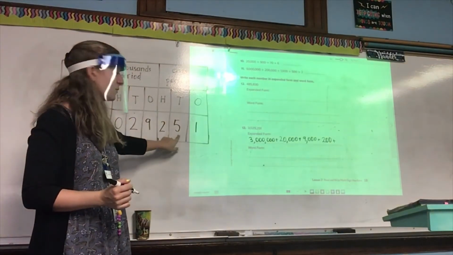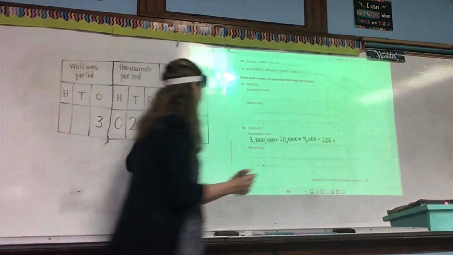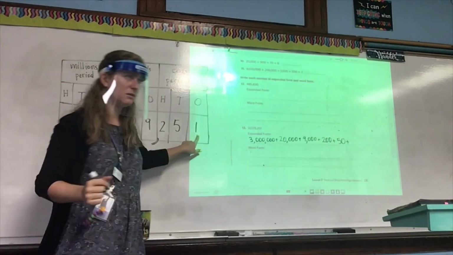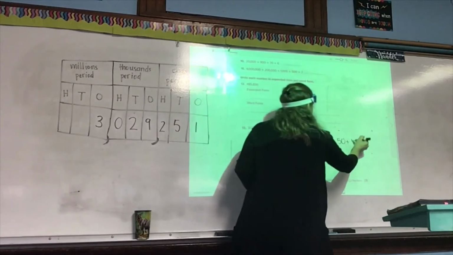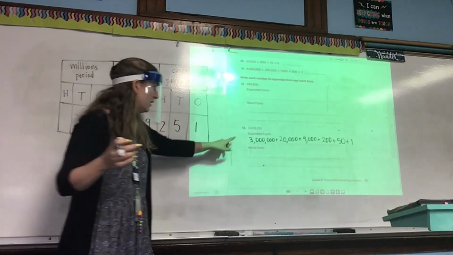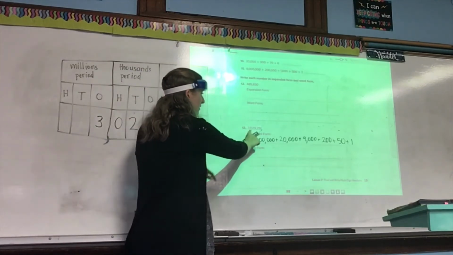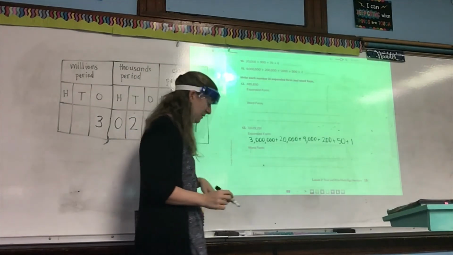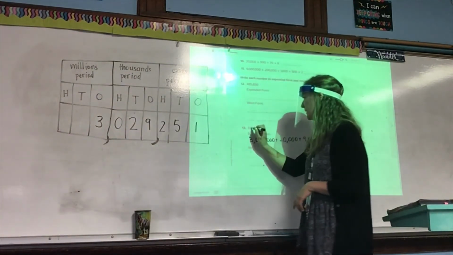Five in the ones place is worth 5. 50. And then 1. Now, for word form, all we need to know is how to say it. Well, Michaela told us it's 3,029,251. So, let's write the first part first.